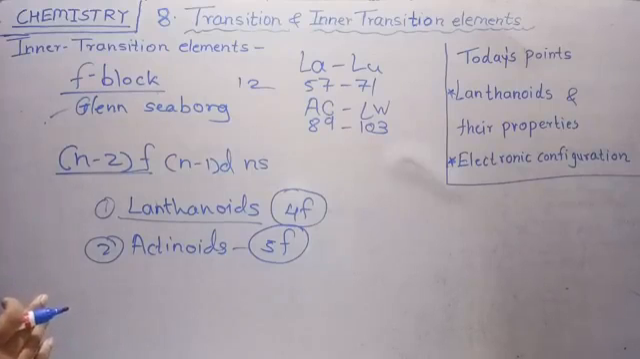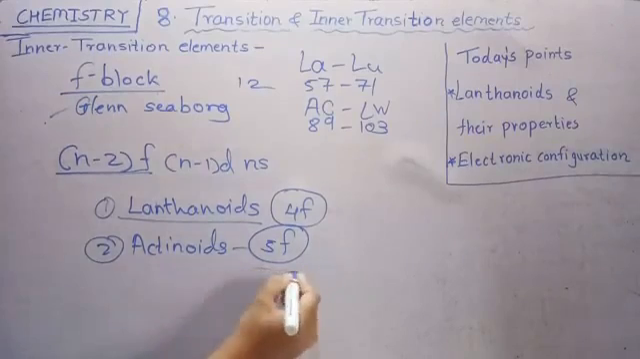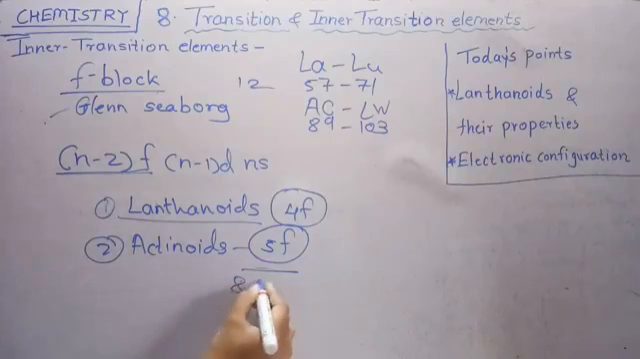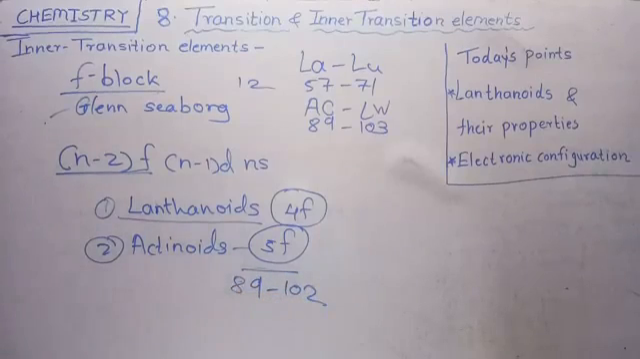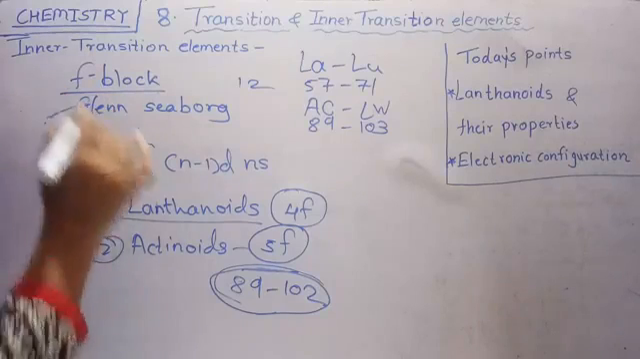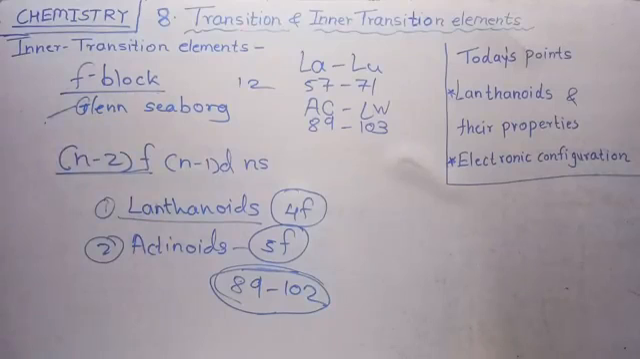Now we see that the elements of the 5f series, from 89 to 102, fit in the Seaborg design of the periodic table. This is the scientist who discovered this design of the periodic table.